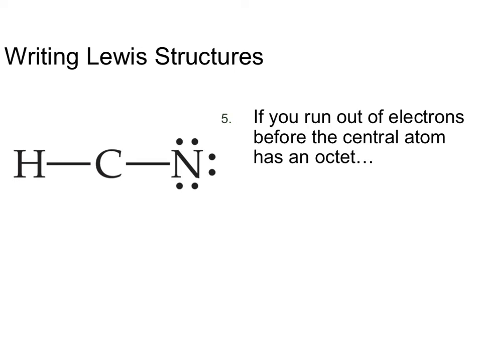Now let's say we run out of electrons before we have an octet around each of our atoms. And so in this case, we're looking at hydrogen cyanide.